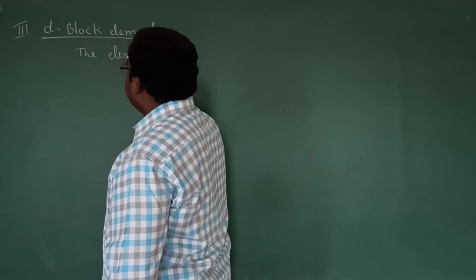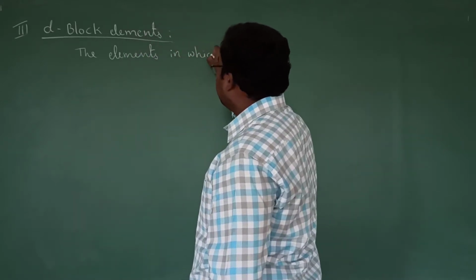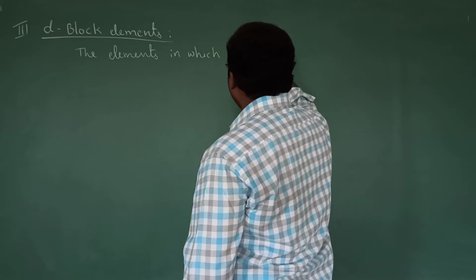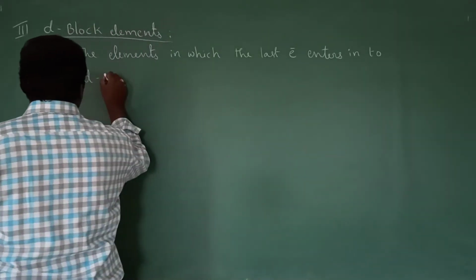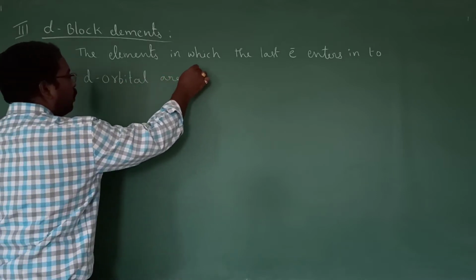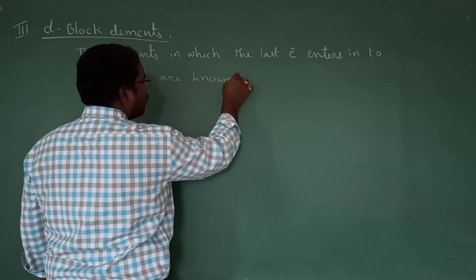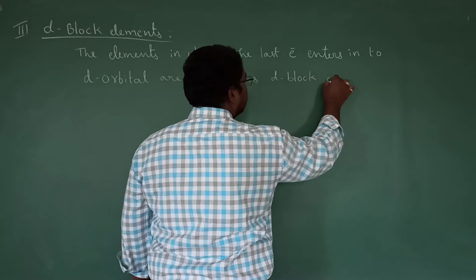The elements in which the last electron, meaning the differentiating electron, enters into the d orbital are known as d block elements.